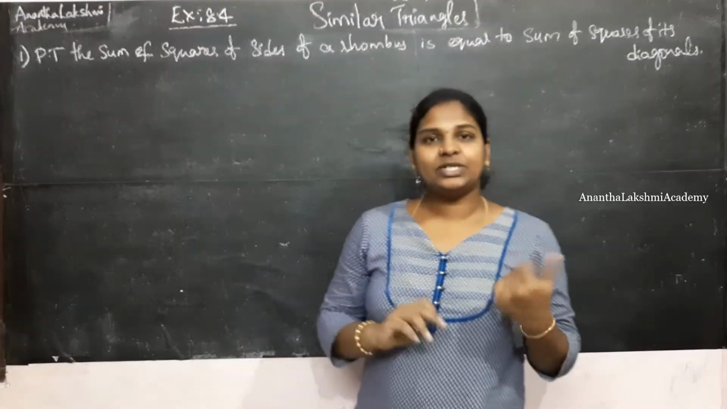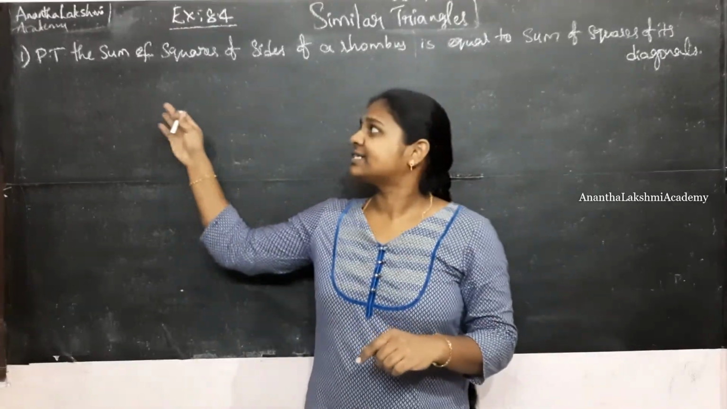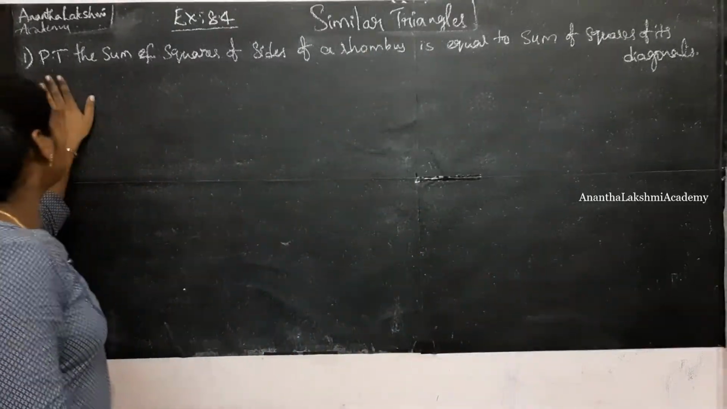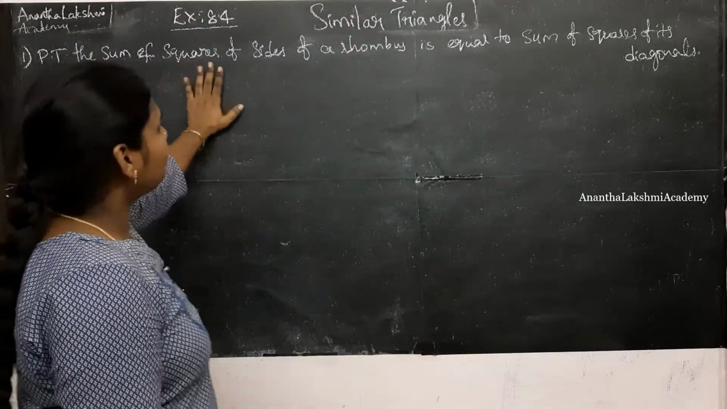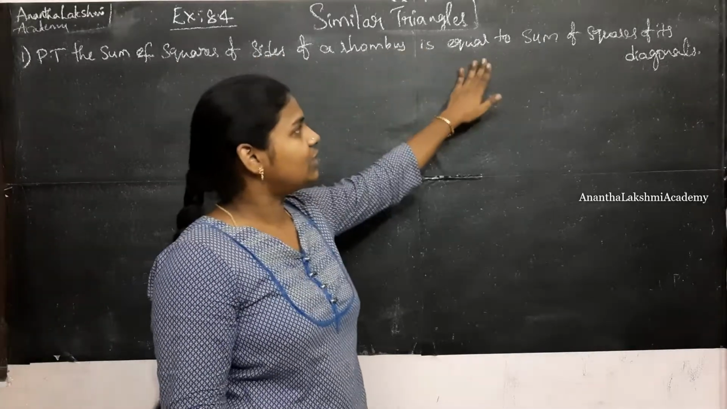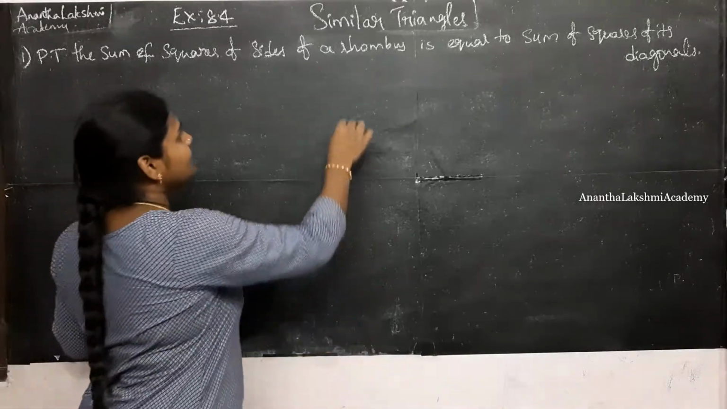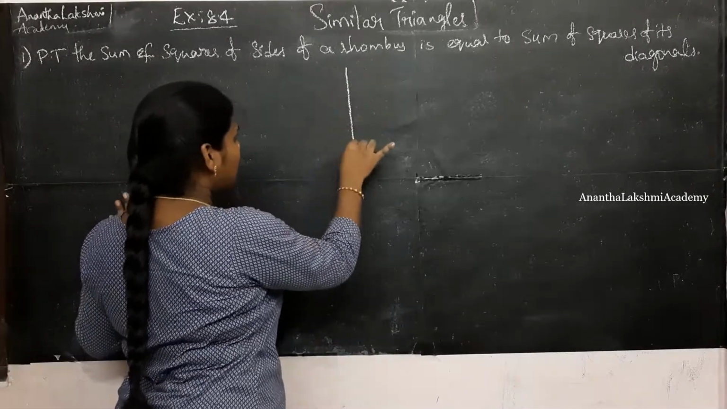Okay, so let us jump into the first problem of exercise 8.4, wherein they are asking us to prove that the sum of the squares of the sides of a rhombus is equal to the sum of the squares of its diagonals. Okay, so first let us draw a rhombus.